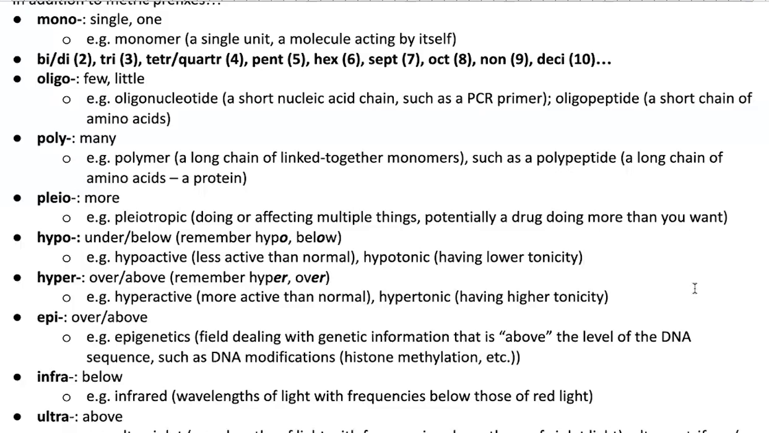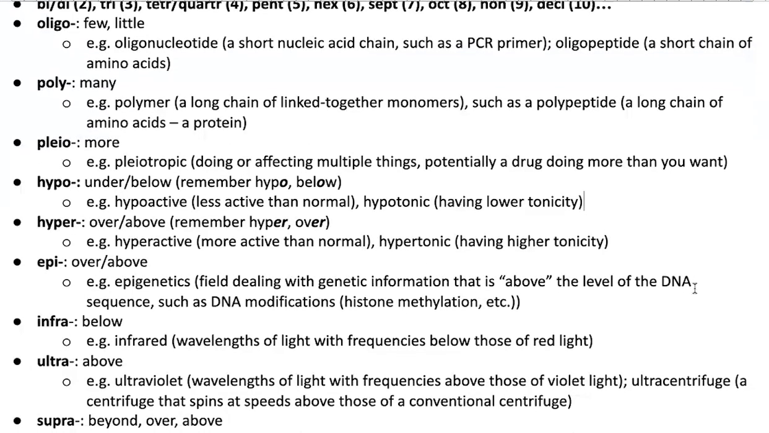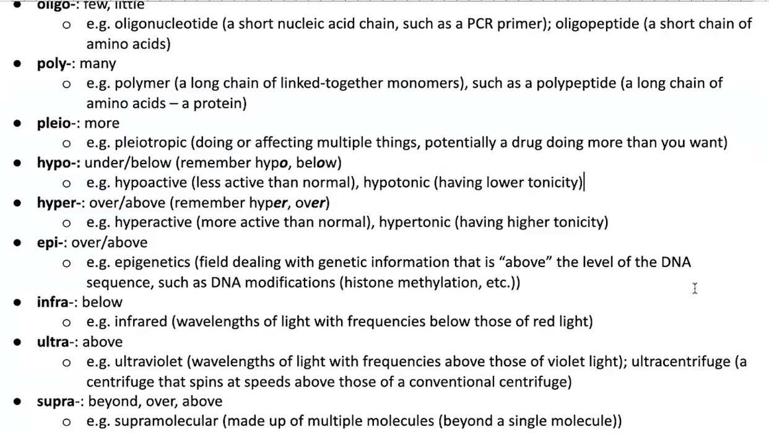So if you talk about an oligonucleotide, that's a short nucleic acid chain, such as a PCR primer. If you talk about an oligopeptide, that's a short chain of amino acids. And then once those chains get longer, we refer to them as poly. And so poly means many. So a polymer is a long chain of linked together monomers. And some of the common polymers that we see in biochemistry include polypeptides, which are long chains of amino acids, which then fold up to give you a protein.